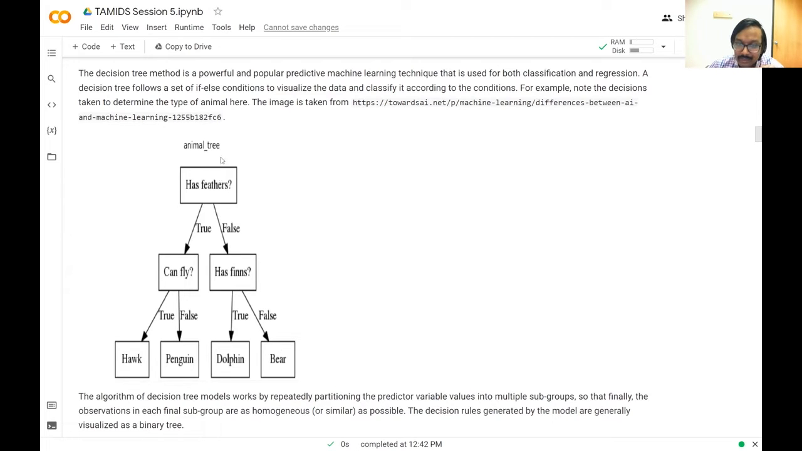So notice that before we started the decision, we had the hawks, penguins, dolphins, and bears all together. Once we have asked the question, do the animals have feathers? We have already grouped the hawks and the penguins on one side and the dolphins and the bears in a different group, right? And they are similar. What's similar? That the hawks and penguins, they both have feathers. The dolphins and bears, they do not have feathers. That's the similarity.